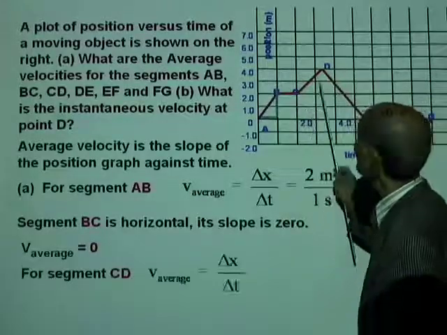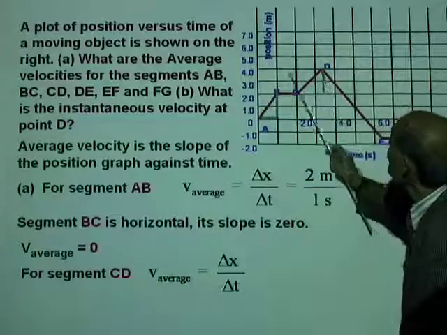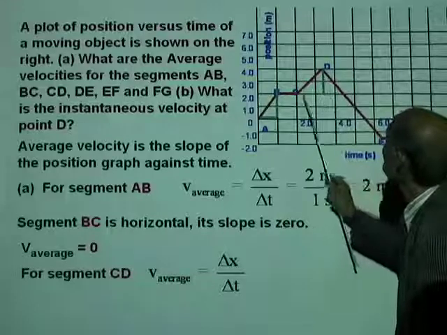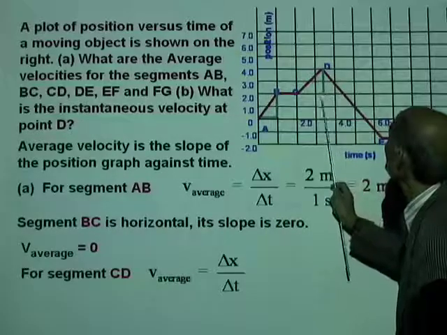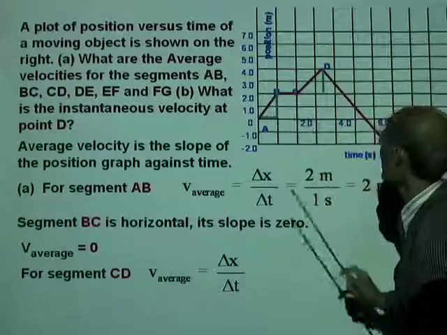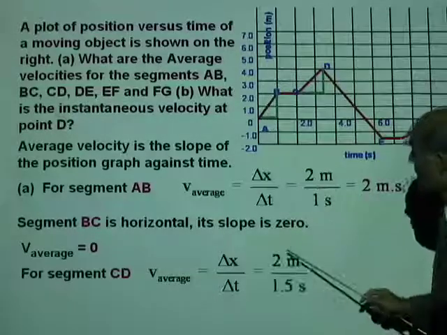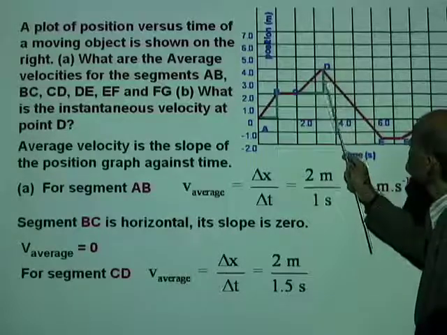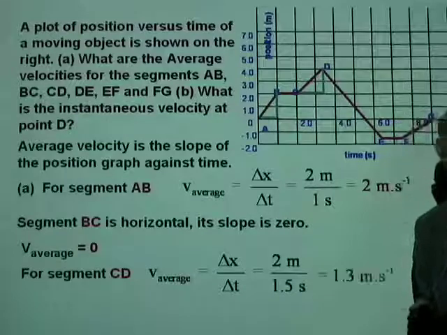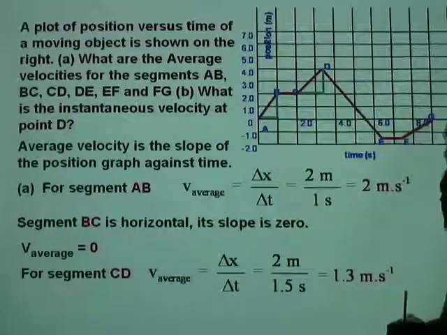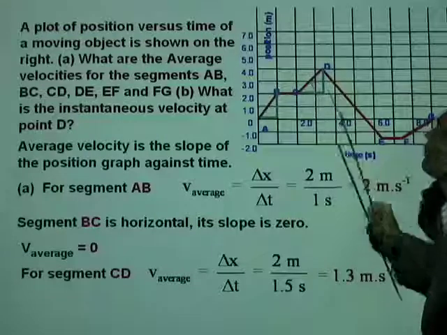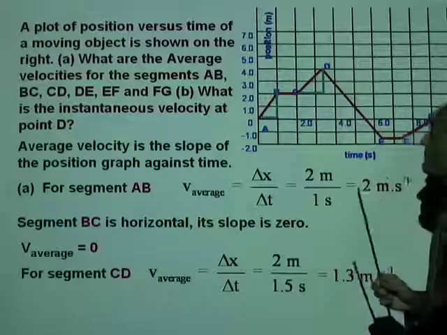Alright, what is delta x? Delta x will be 4 minus 2, that is 2 meters. Delta t is, you see that, this is 3.5 minus 2, that is 1.5. 2 meters, that is delta x. Delta t is 1.5 second. That will be 1.3 meters per second is the average velocity for that segment CD.